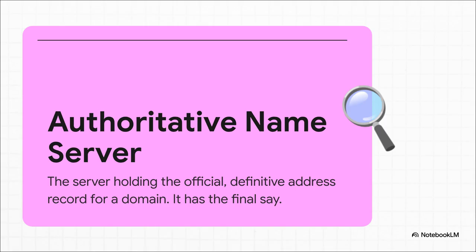After bouncing through that whole hierarchy, the query finally reaches its destination, the authoritative name server. This is it. This is the source of truth. It holds the official, definitive record, the IP address for the domain you're trying to find. It has the final say, and it's that answer that gets sent all the way back to your browser.